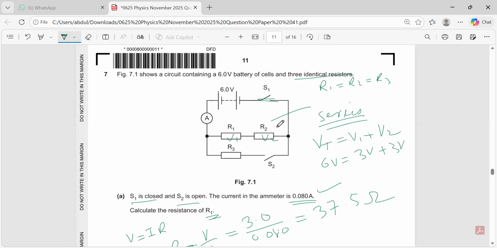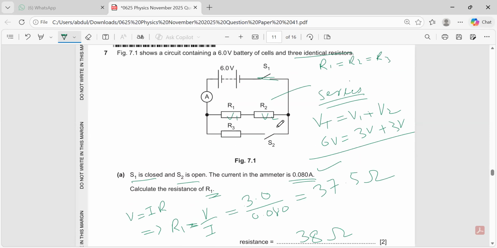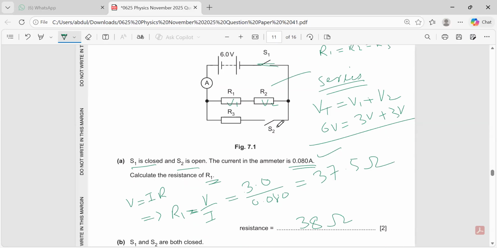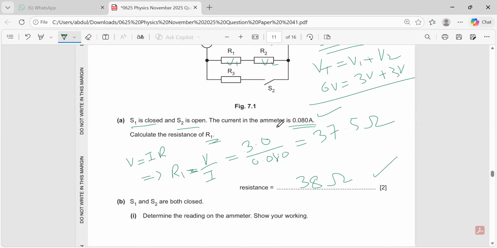So 3 plus 3 is equal to 6. Now here, because we want to calculate the resistance of R1 only, it is not having all 6. It is having only 3. Half of that 6 means 3 volts. So simplified and we got the answer.